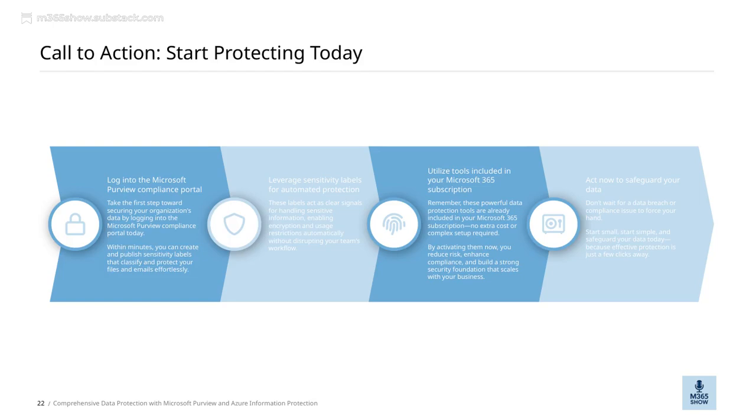To get started, simply log into the Microsoft Purview compliance portal today. Within minutes, you can create and publish sensitivity labels that classify and protect your files and emails. It's quick, straightforward, and a crucial step toward securing your organization's data.